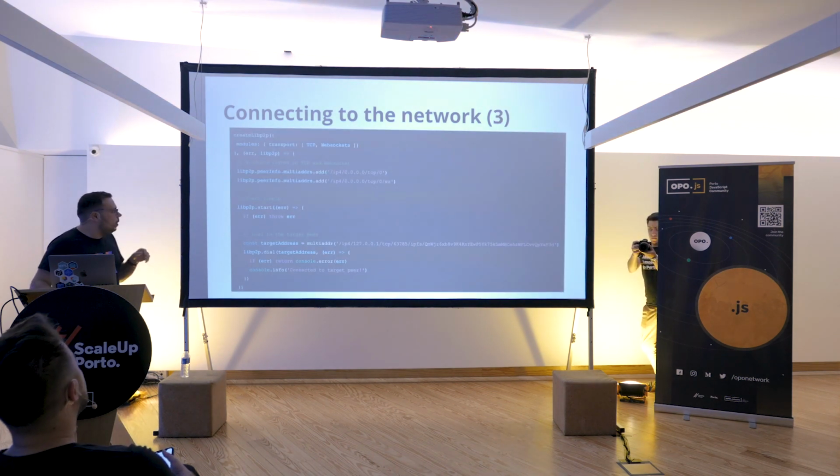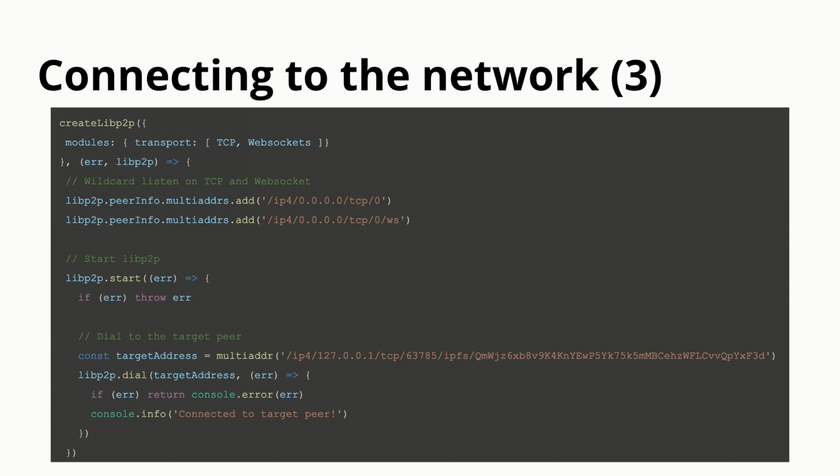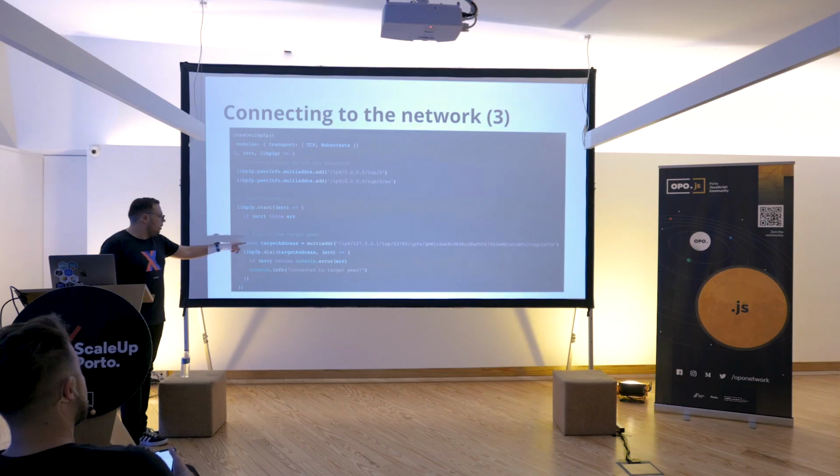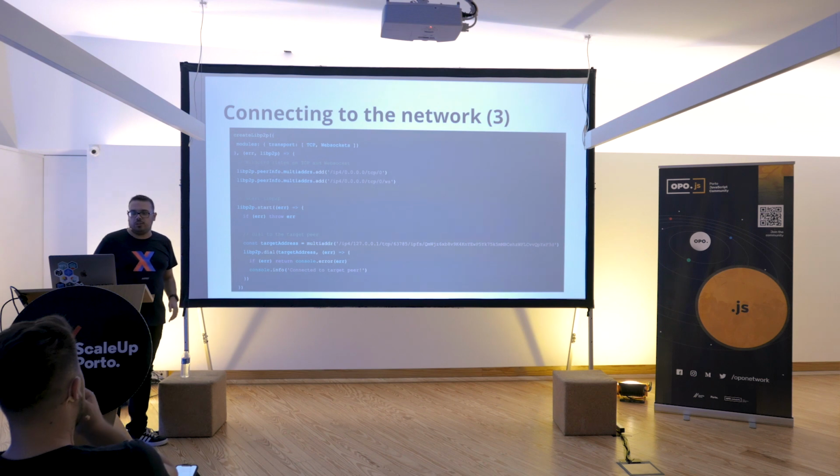So we'll connect to the network. As I said, we use the modules with the transports. We start our libp2p node. We get our bootstrap peer that we want to connect to. That odd multiaddr thing is one example, but it could be simpler as well. This one will go through an IPFS node, basically. And you create a multiaddr, you dial to it, and you will connect to the peer.